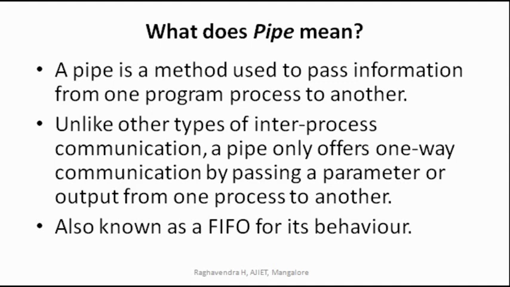Unlike other types of inter-process communication, a pipe only offers one-way communication. That is important. A pipe is only one-way communication. By passing a parameter or output from one process to another, this information that is passed through the pipe is held by the system until it can be read by the receiving process.